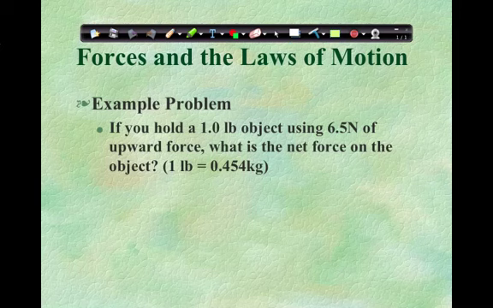Okay, so let's do this problem. If you hold a 1-pound object using 6.5 newtons of upward force, what is the net force on that object? And then right here it also tells you that 1 pound is equal to this many kilograms. So for this problem we're going to have to do probably some conversions and a little bit more thinking.